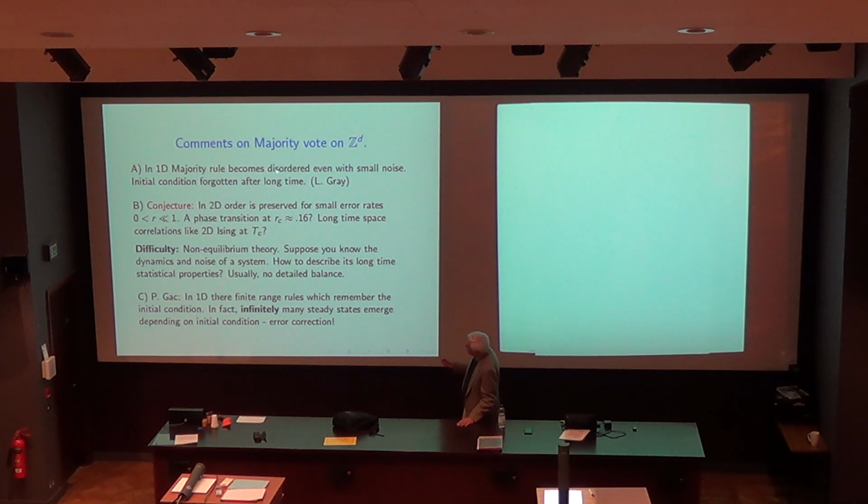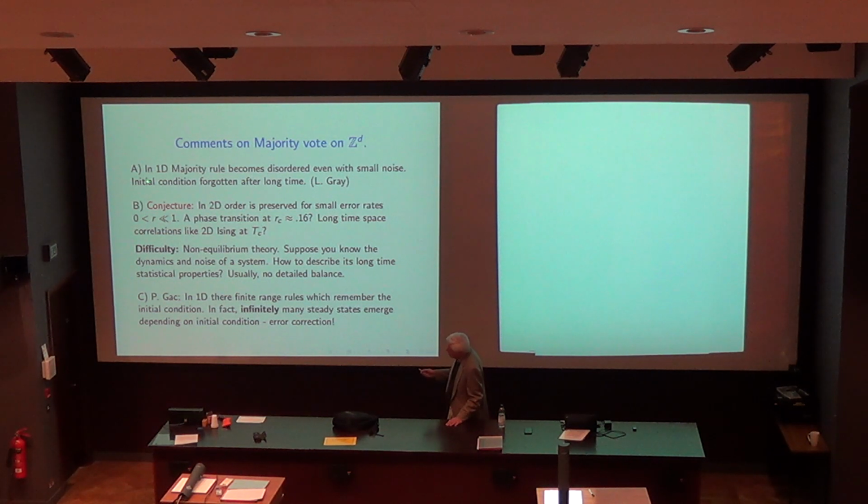So in one dimension, the majority rule becomes disordered, even with small noise, after a long time. The initial condition is forgotten. That means in one dimension, I can't do computation if I have errors, because I put in an input and I just get junk out. I always get a mixture out, so I haven't done any computation. That's at least for long times.